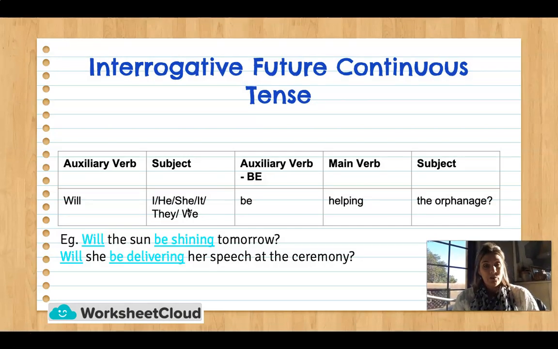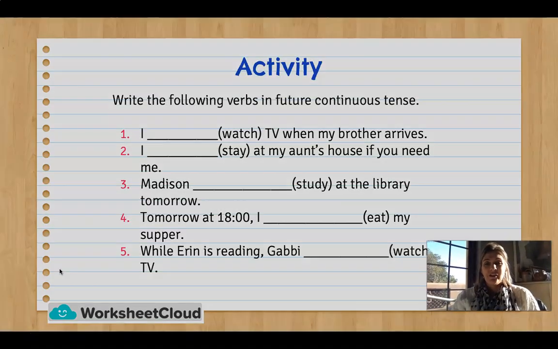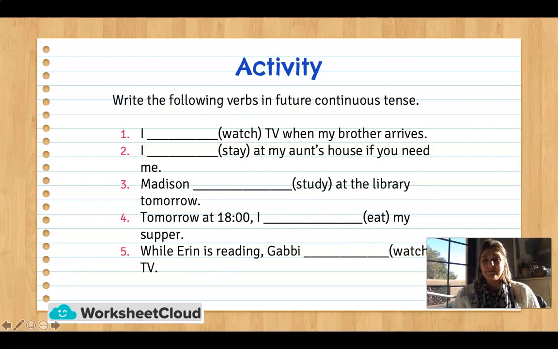Remember asking questions. Good. Will he be helping the orphanage? Will she be helping the orphanage? Will they be helping the orphanage? And there you can see examples. Will the sun be shining tomorrow? Will she be delivering her speech at the ceremony? Good. Okay, so now we come to our activity.